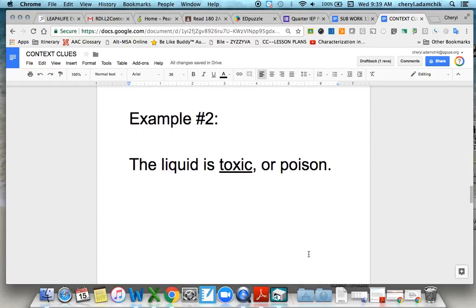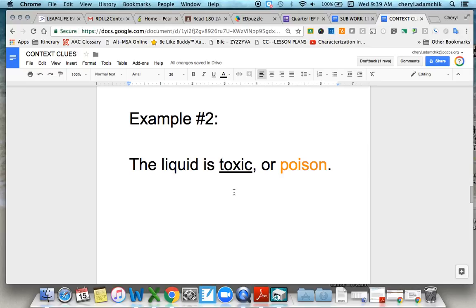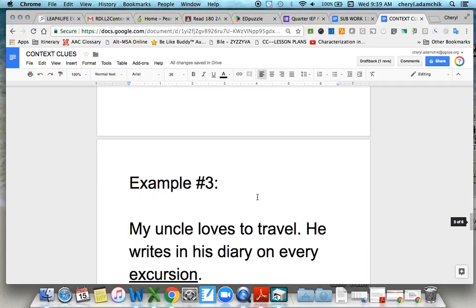Okay, let's move on to another example. The liquid is toxic or poison. Our word here that we're trying to figure out is toxic. I use the context, the words and phrases around that word, to figure out what the word toxic means. Well, I see here it says poison, and by seeing that, I realize that the word toxic means poison. That was a slightly easier one probably. Let's go to a different example.